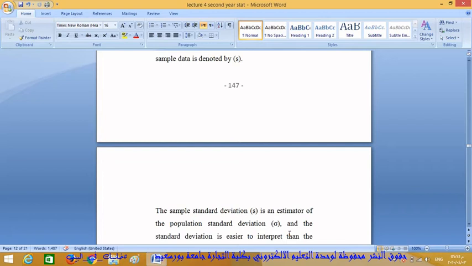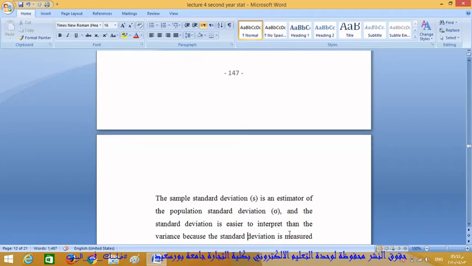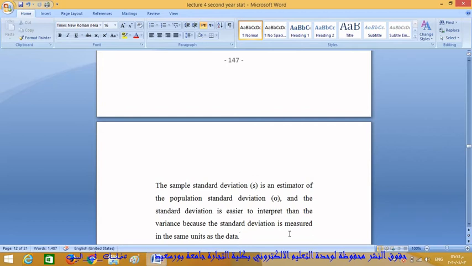The sample standard deviation S is an estimator of the population standard deviation sigma. The standard deviation is easier to interpret than the variance, because the standard deviation is measured in the same units as the data. Okay, so standard deviation is measured in the same units as the data, but using variance, the units will be squared, so they do not look like the units of the data set.